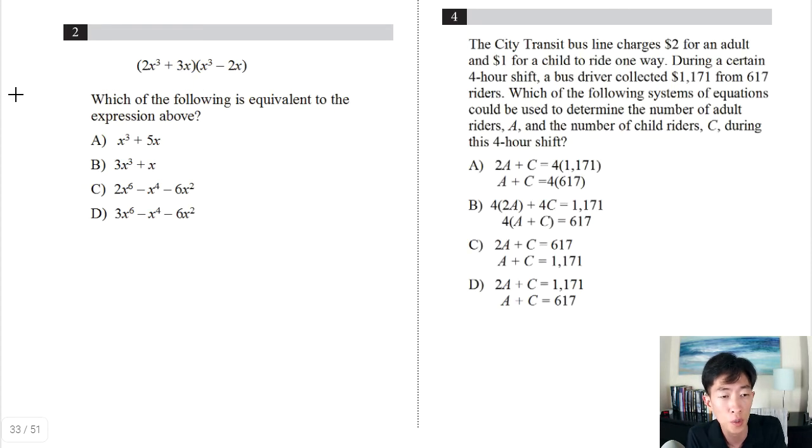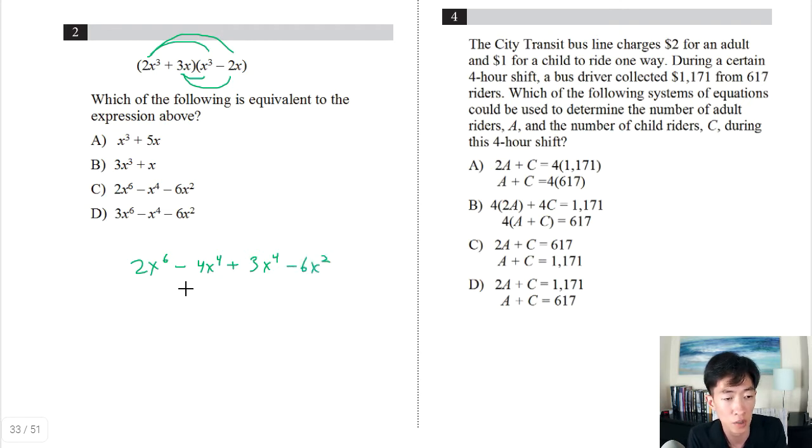Question 2. Which of the following is equivalent to the expression above? So this is going to be straightforward foiling, just like you learned in school. So 2x cubed times x cubed is going to be 2x to the 6th. 2x cubed times negative 2x is going to be negative 4x to the 4th. 3x times x cubed is going to be positive 3x to the 4th. And then 3x times negative 2x is going to be negative 6x squared.